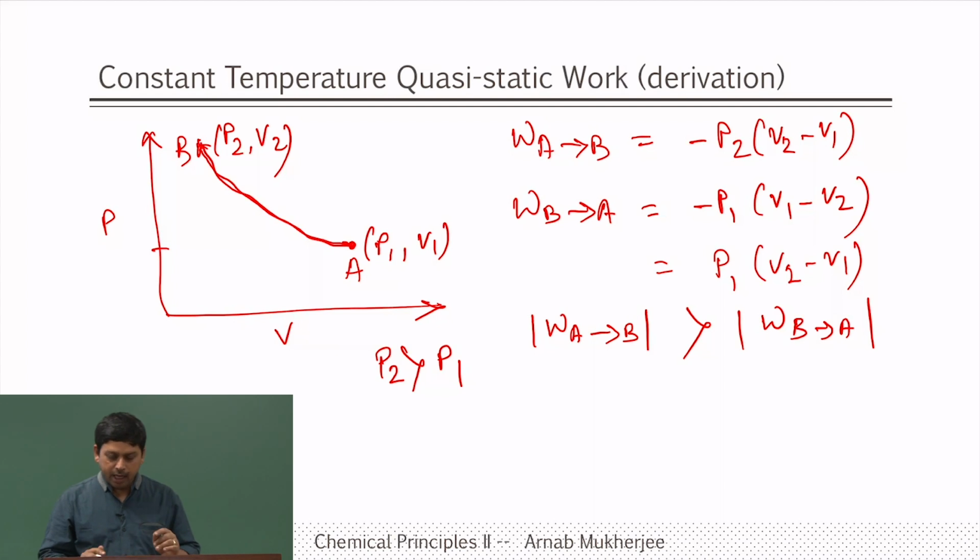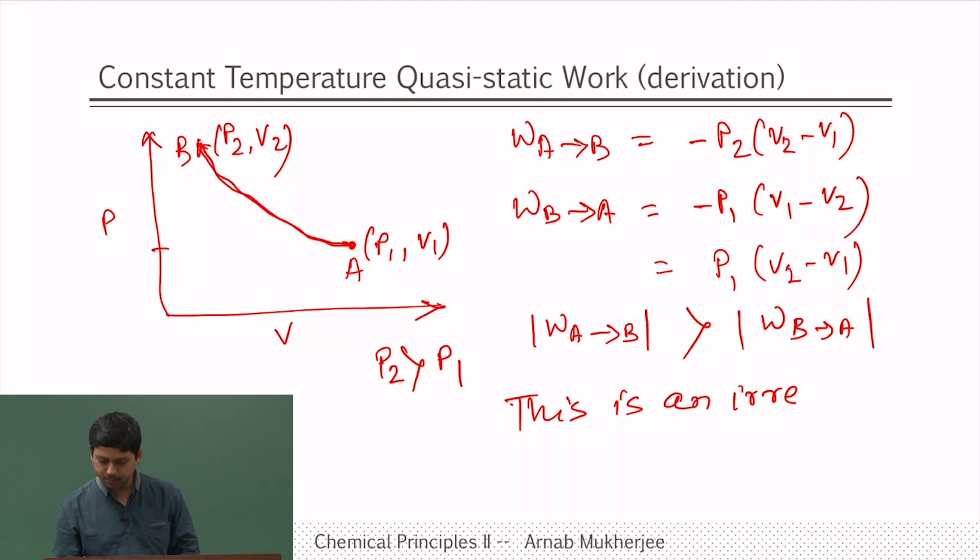Now, you see, if I go from A to B doing some work on the system, when we come back from B to A, by doing the same amount of work we cannot reach. You understand? So, when you go from A to B and do some work, the same amount of work cannot bring us back from B to A. So, that is why this process is called an irreversible process.